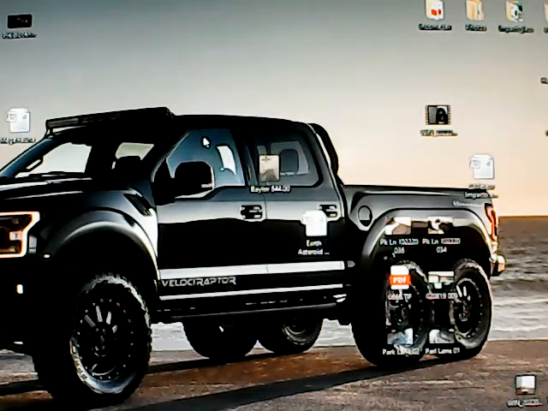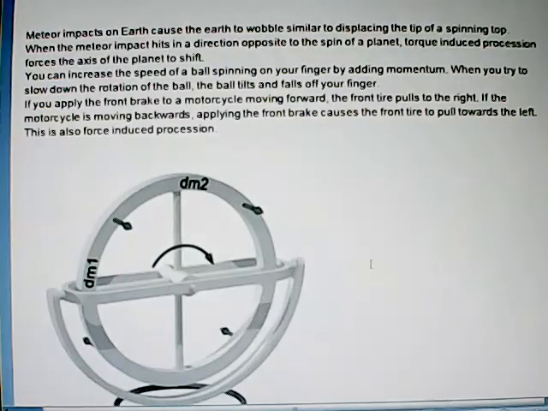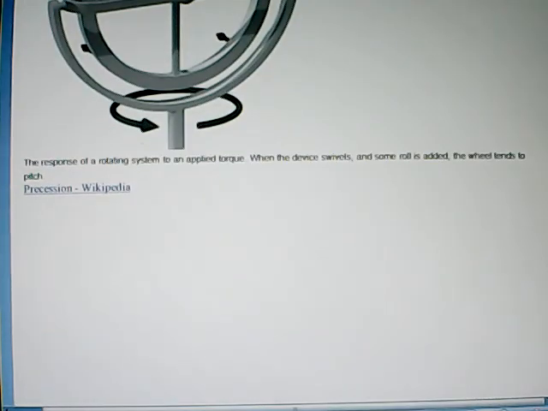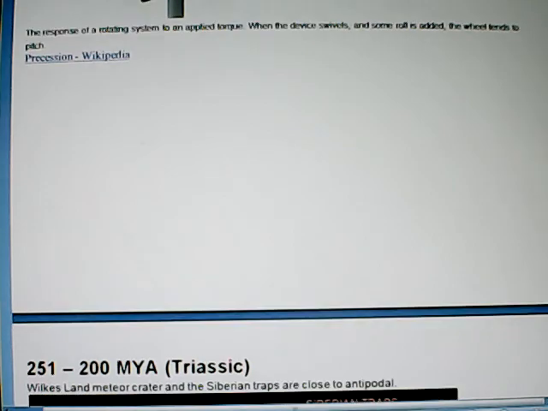Okay, and that was so professionally done. But what are you going to do? Alright, so we went across torque-induced precession. And I got that from Wikipedia.